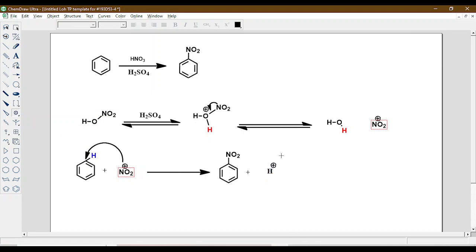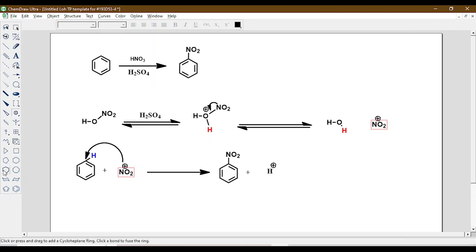So this proton will be abstracted by the sulfuric acid. Thus the proton given out is the proton taken. So the only change is that the nitric acid is destroyed and the nitro group is added, and the proton is taken back by the sulfuric acid. And this cycle continues. So you can also explain how the mechanism is going on with the help of ChemDraw.